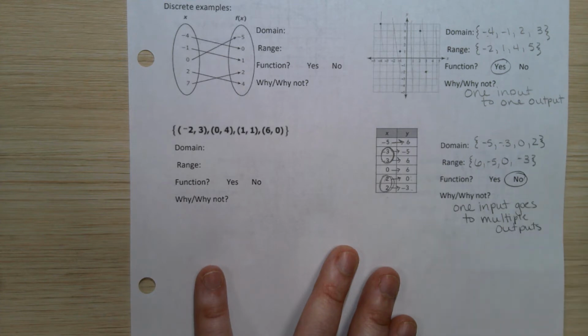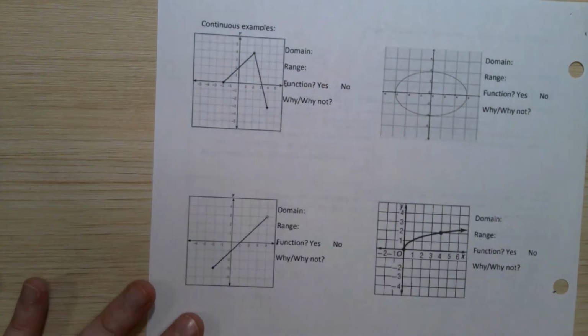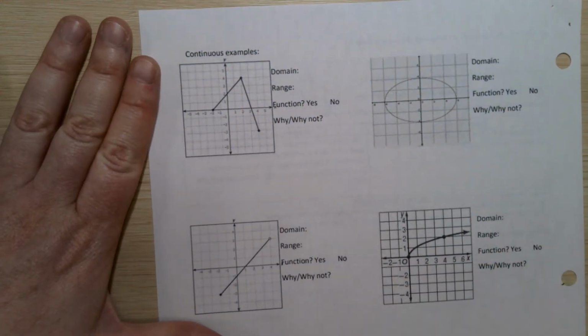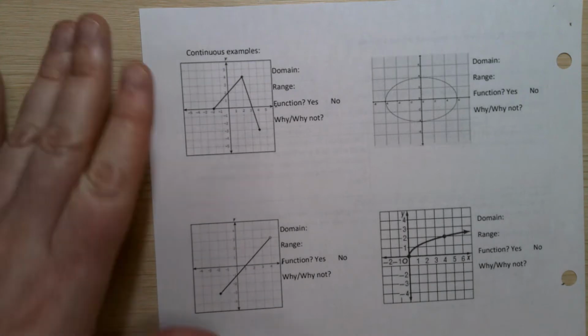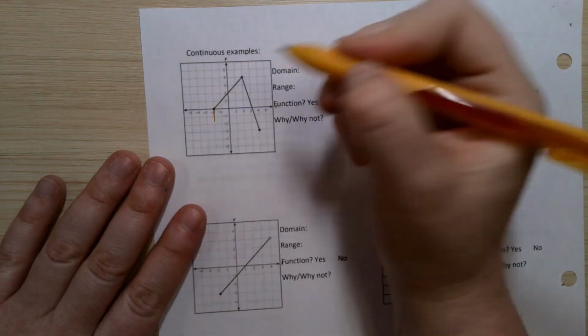So like I said, we're going to skip these 2 questions here. We're going to go to the back because these are functions. These are continuous. So domain is your x values. Where do your x values start and where do they end? So I'm going to start this right here. It starts at -2, ends at 4.